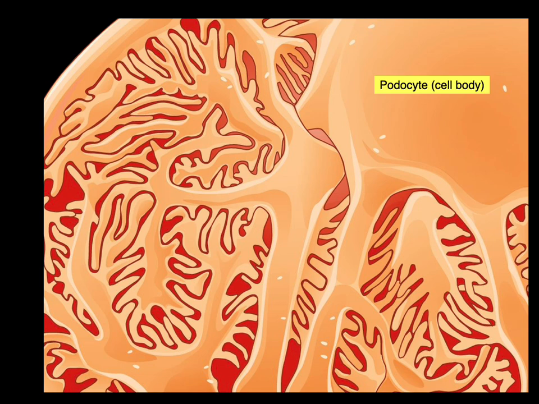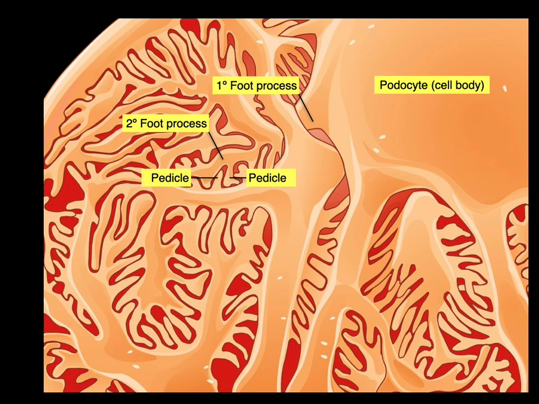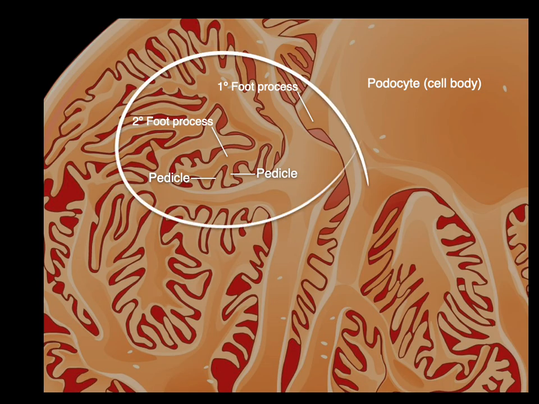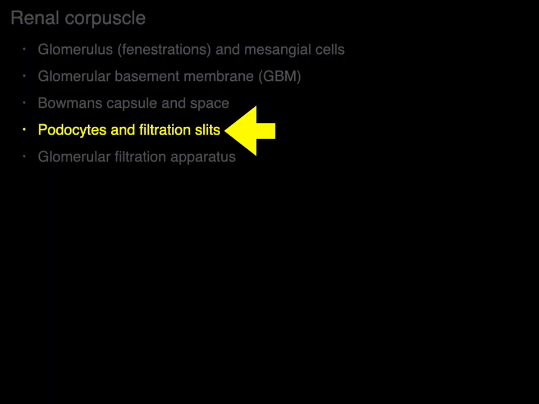Another view of a podocyte cell body shows that it has these numerous primary foot processes that give rise to secondary foot processes that give rise to pedicles, and the pedicle of another process gives rise to that filtration slit. Now, this is the jargon that histologists and pathologists will use. I'm just going to call all of that foot processes in this tutorial.